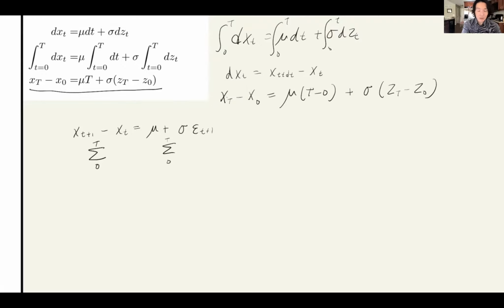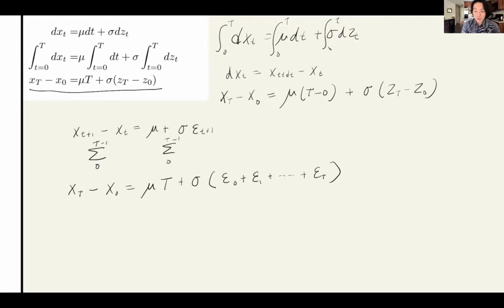So if you sum both sides from 0 to t, then what do you get? T minus 1 is better. Okay, and then you get xt minus x0 on the left-hand side, and mu times t. So you're adding mu t times, from 0 to t minus 1 is t times. So mu times t plus sigma times, you have to add all the shocks that have accumulated this way.